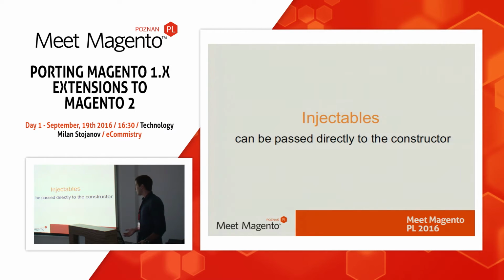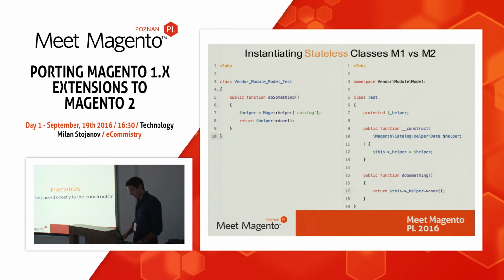So what are injectables? Injectables are classes that can be passed directly to the constructor. For example, helpers are good examples of injectable classes. On the left is displayed how we can instantiate a helper class in Magento 1, and on the right is how we do it in Magento 2. So, like we said, we just provide the full path of the class in the constructor, and the system is going to be able to instantiate this class for us automatically, which is not going to happen with non-injectables.